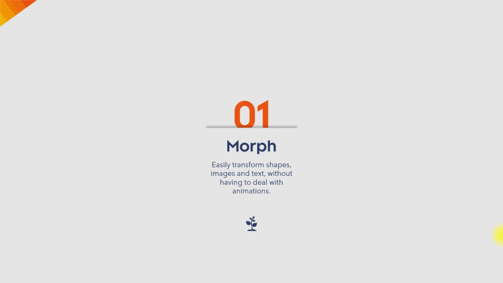The first one is Morph. Morph essentially is a slide transition that replaces a whole bunch of regular PowerPoint animations, and so it can make you look like a PowerPoint genius and a wizard at animations with just one click of a button. So it's really amazing. Let me show you some examples of how to use it.